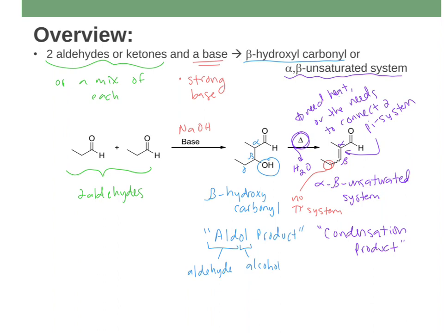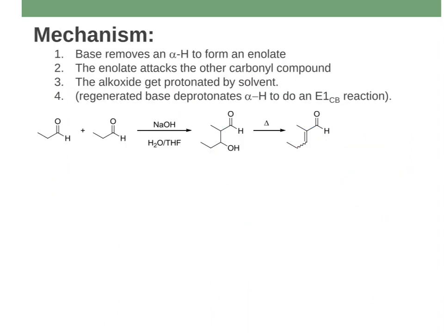But let's look at the mechanism so we have a better understanding of how we got from point A to point B. I'm going to use the same reaction that we had in the previous slides. The mechanism basically has three to four steps, depending on which product you're making. The first step is that your base is going to remove one of those alpha hydrogens, forming an enolate. That enolate is then going to attack the other carbonyl. Then the alkoxide you just formed is going to get protonated by a solvent, and you may stop at the aldol at that point. If you continue on to the condensation product, you're going to have a fourth step, which is that you regenerate your base.